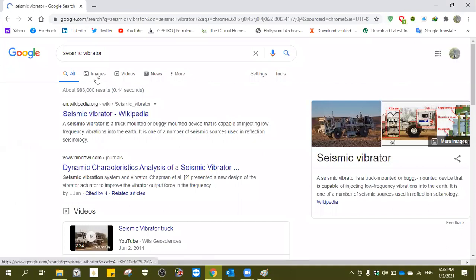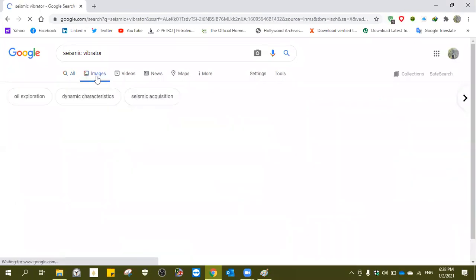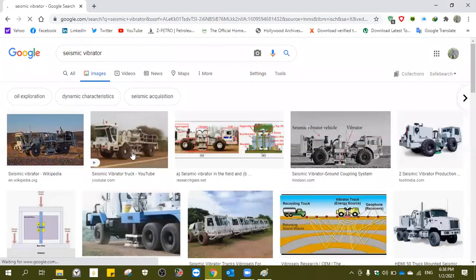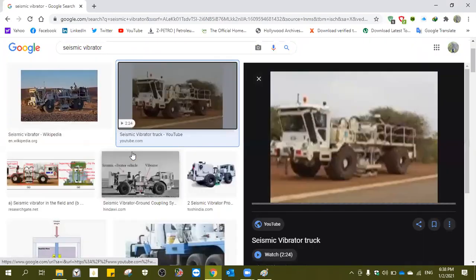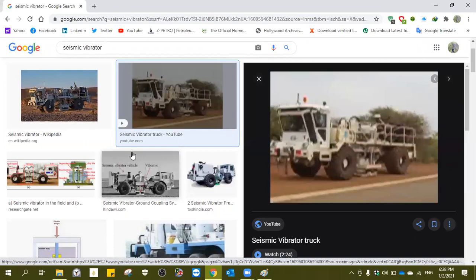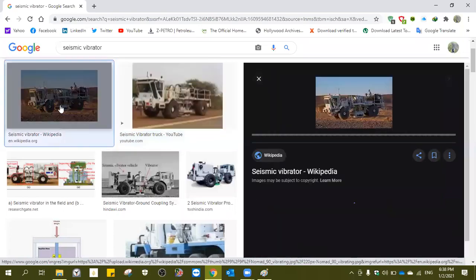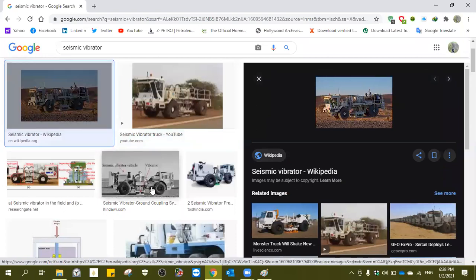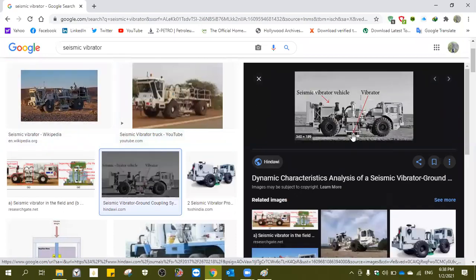So you can see there the different pictures. These different pictures are basically the vibrators. This is a more advanced one, basically the tracks, which contain, you can see, the hydraulic plate. The hydraulic plates are responsible for shaking the ground. At the center, the hydraulic plates are touched to the ground surface and shake the ground.